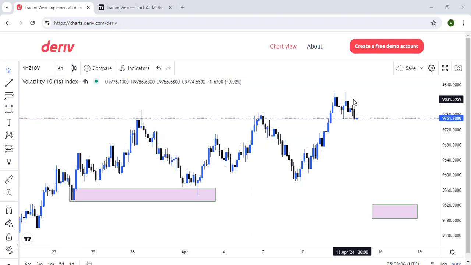Today I just want to share more light on the single candle mitigation block.